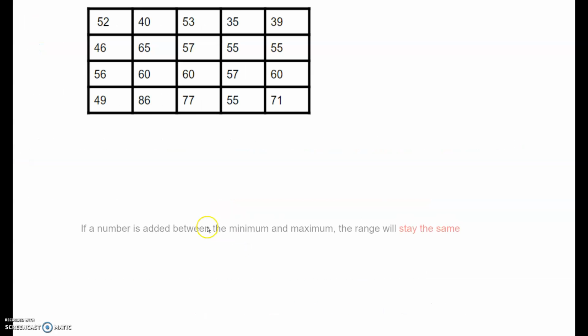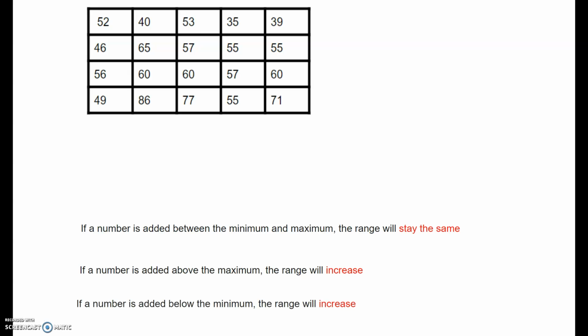Alrighty, so let's sum this up. If a number is added between the minimum and the maximum, the range will stay the same. Please make sure you're writing this information down. If a number is added above the maximum, the range will increase. And if the number is added below the minimum, the range will increase. Make sure you've written all three of these important statements down. You will definitely need this on Imagine Math.